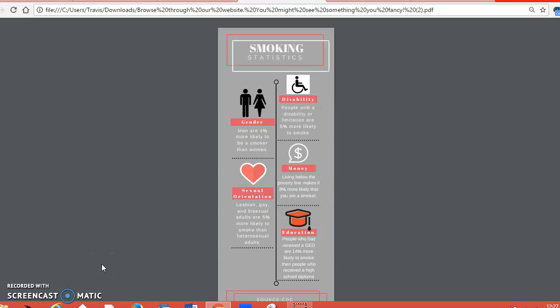I did my infographic on smoking statistics. When designing my infographic, I used traditional techniques, including a grid layout with focal points and a visual hierarchy. I used Gestalt principles and color principles as well.